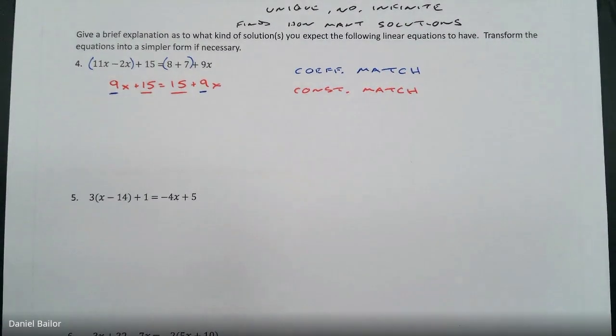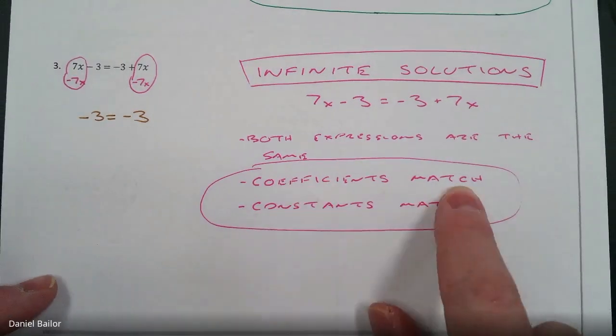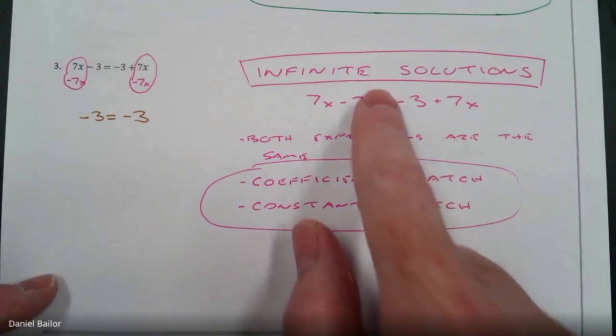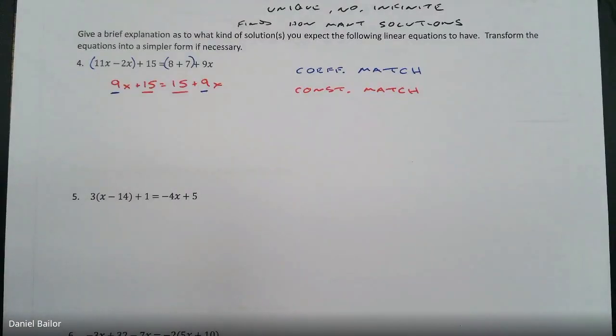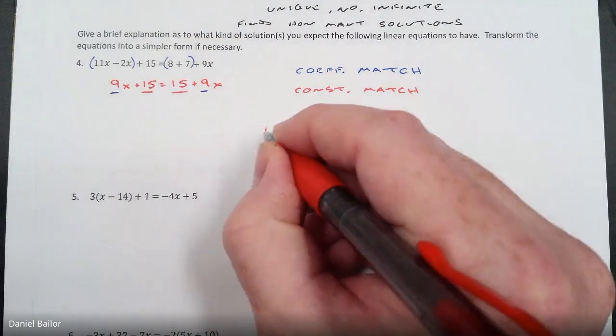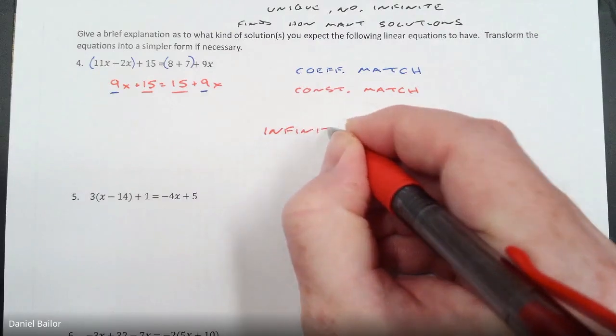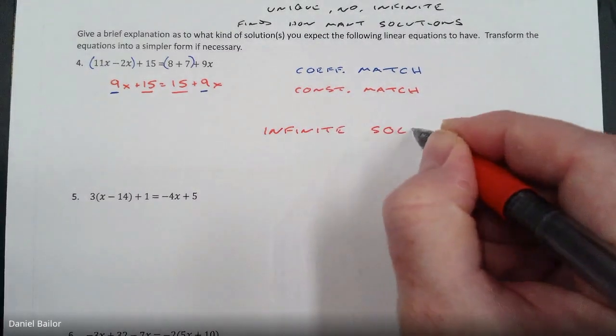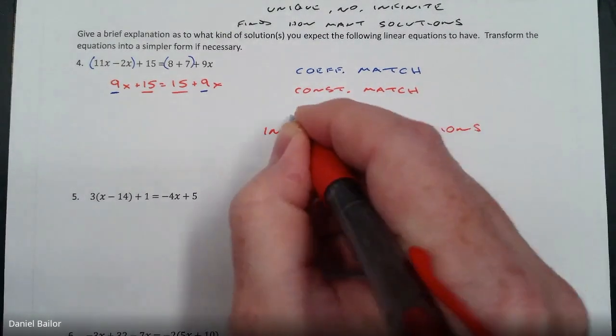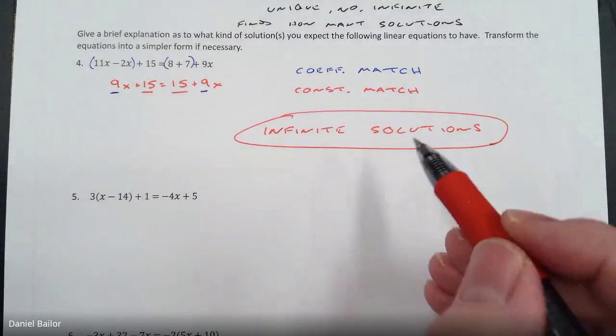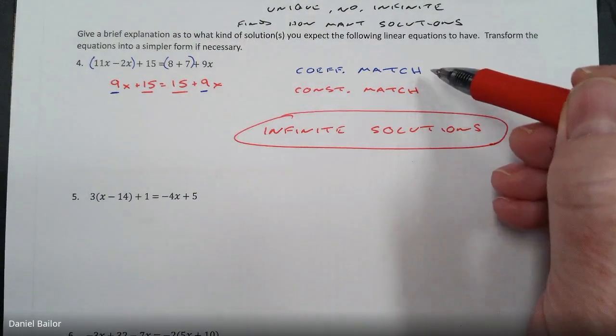Well, back on page 61, what did we know when the coefficients match and the constants match? Right here, coefficients match, constants match, there are infinite solutions. So I don't need to solve this. I can just stop right here and say infinite solutions.